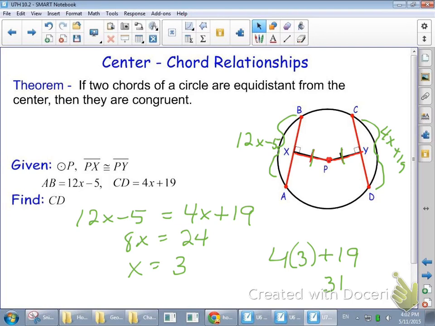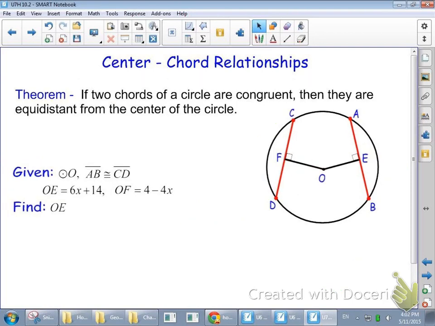All right, let's move on to our next theorem. This is also a center chord relationship. Our theorem states that if two chords of a circle are congruent, then they are equidistant from the center of the circle. Does this look familiar? Again, this is the converse. So now I'm saying that if these two chords are congruent, then I would know they're equidistant from the center. So the distance from O to F would be the same as the distance from O to E.